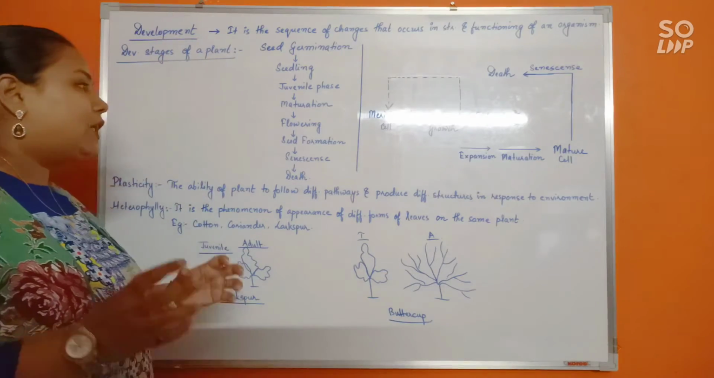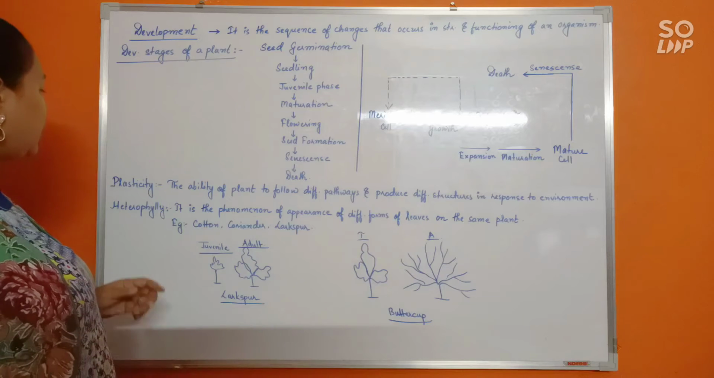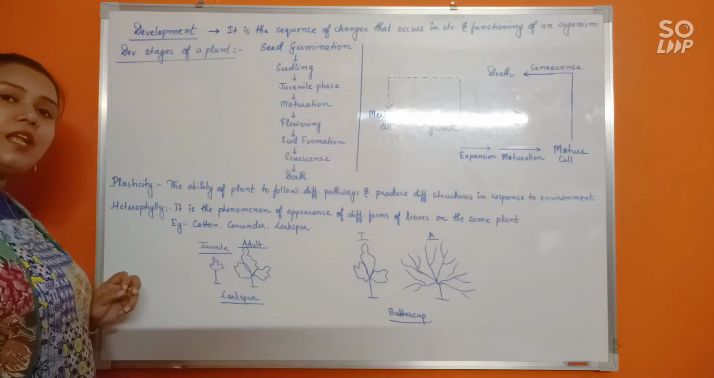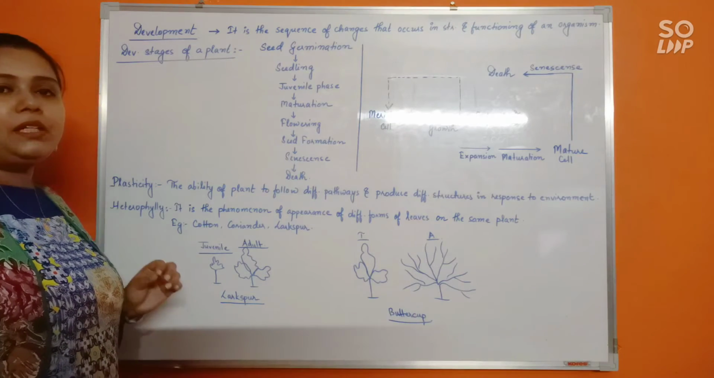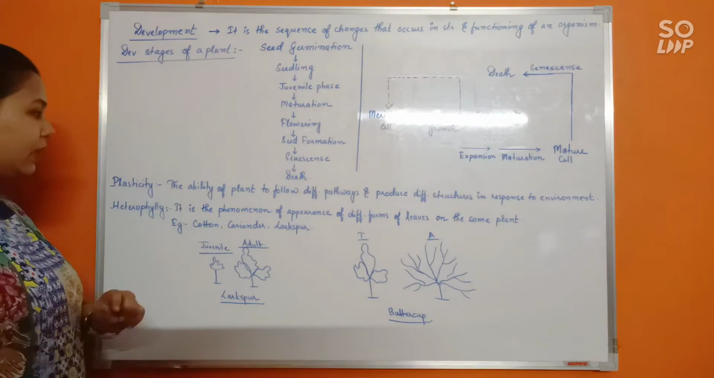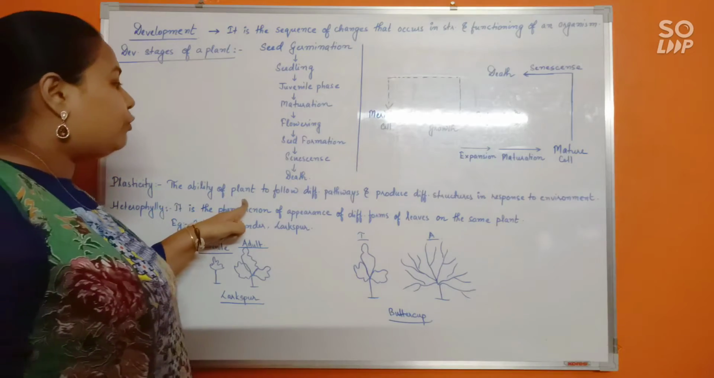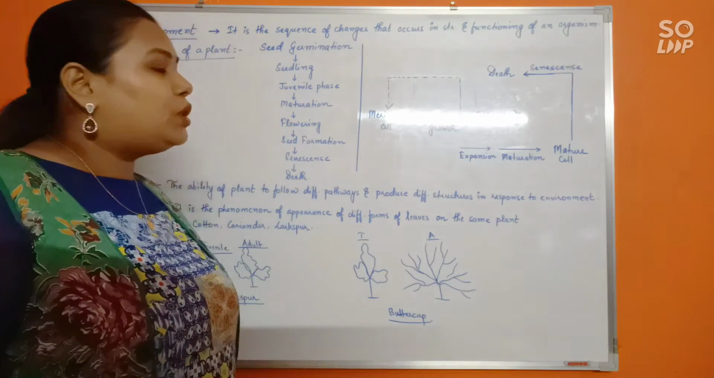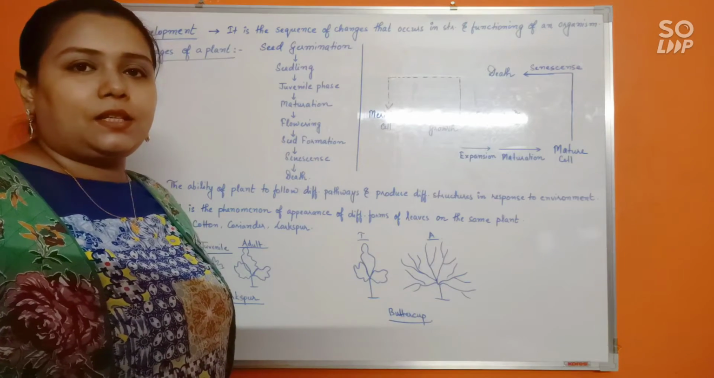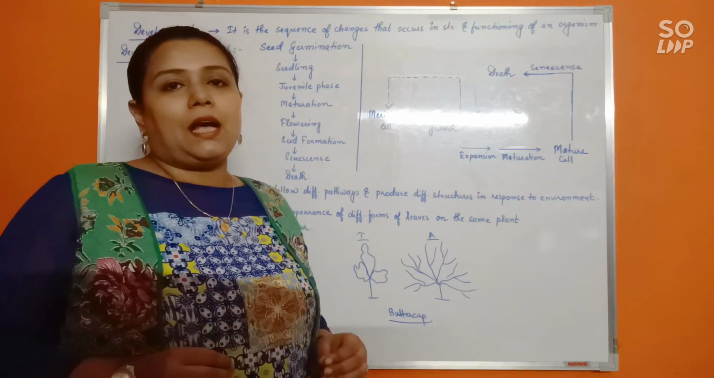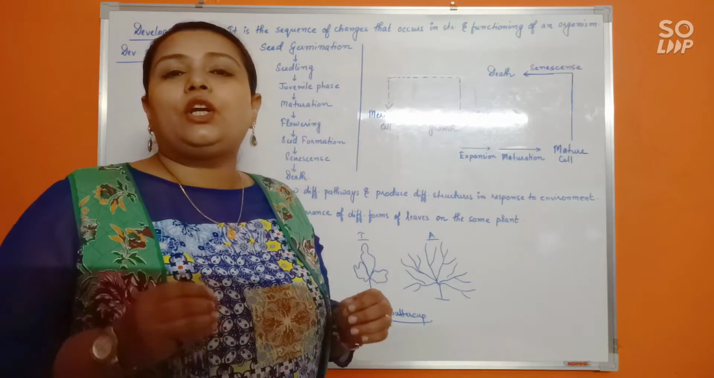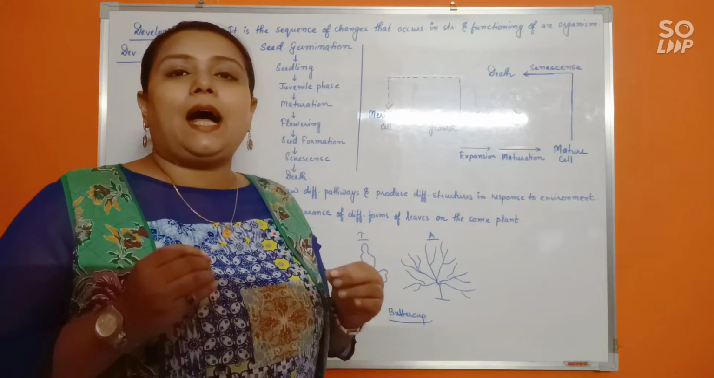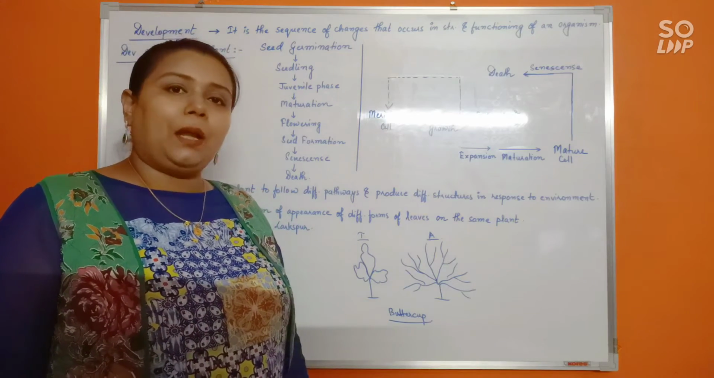So that gives you a particular term that's called plasticity. Okay, so plasticity itself means flexibility in the developmental stages of the organism. Like the ability of a plant to follow different pathways and produce different structures in response to the environment itself is called plasticity. Now, to understand plasticity well, you have a particular example given, and that is heterophyly. Heterophyly is the ideal example for understanding plasticity.